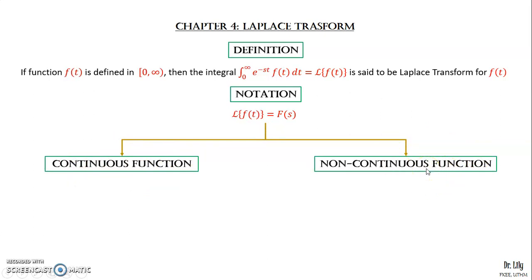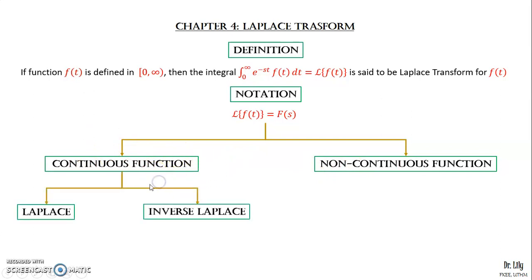Okay, and then untuk continuous function nanti, kita akan tengok dua operation. Satu kita akan tengok Laplace transform, and then the other one kita akan tengok inverse Laplace transform. So basically inverse Laplace transform ni terbalik daripada Laplace transform. So maknanya untuk Laplace transform nanti, daripada f(t) you nak transformkan dapatkan F(s). Okay, tapi untuk inverse Laplace transform, daripada F(s) ni you nak dapatkan balik f(t) tadi. Alright, so itu dia punya kesinambungan lah, alright.